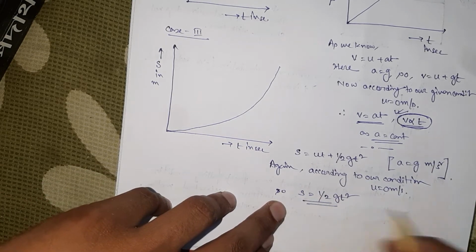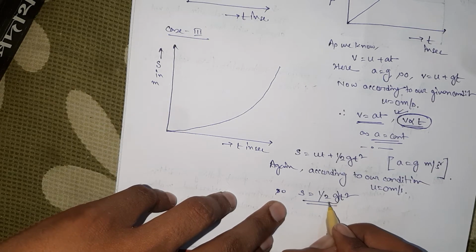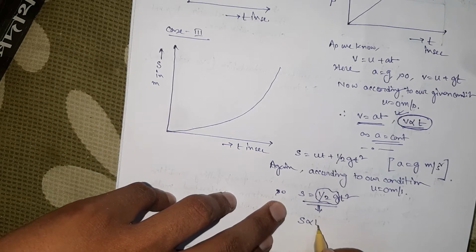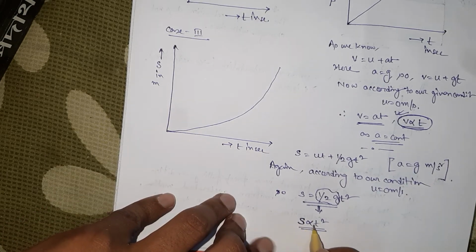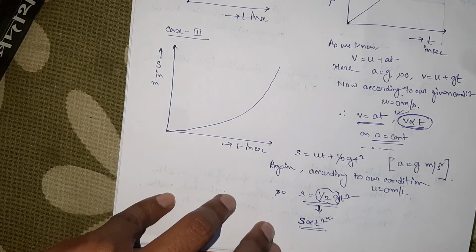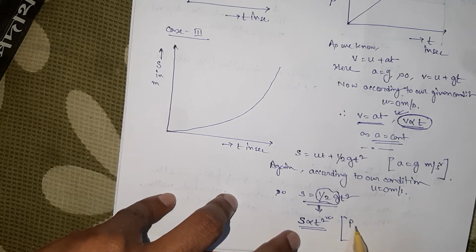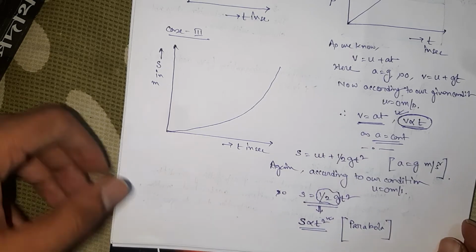Now we know g is a constant and half also a constant. So from this equation we can write down s proportional to t square. As we see that s proportional to t square, that means due to this the curve comes as a nonlinear, and this nonlinear curve is known as parabola. It is a parabola curve. Okay.